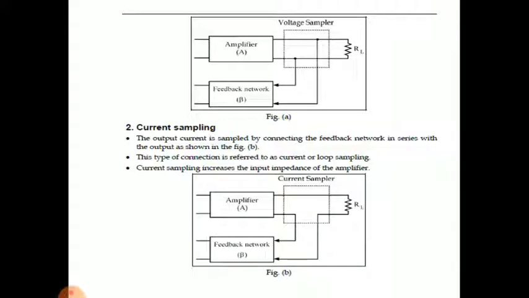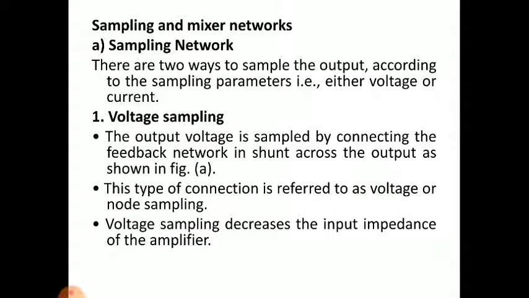Voltage sampler. If you see the upper figure, that is a voltage sampler, that means the feedback network is connected in shunt, that is in parallel to the output. This type of connection is referred to as voltage or node sampling.